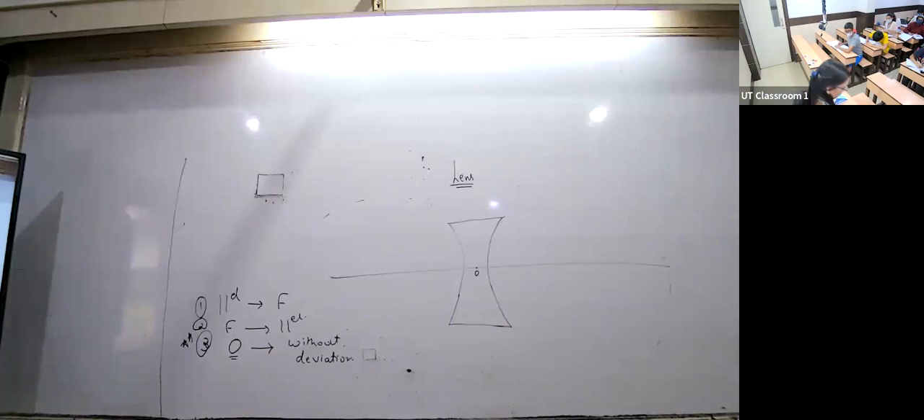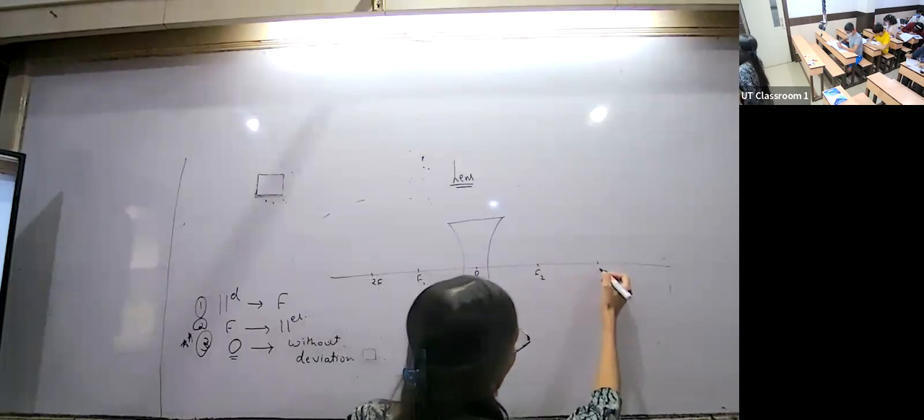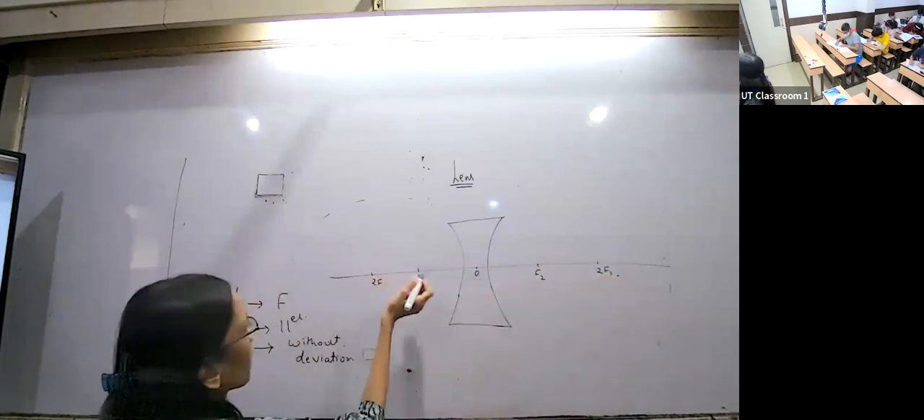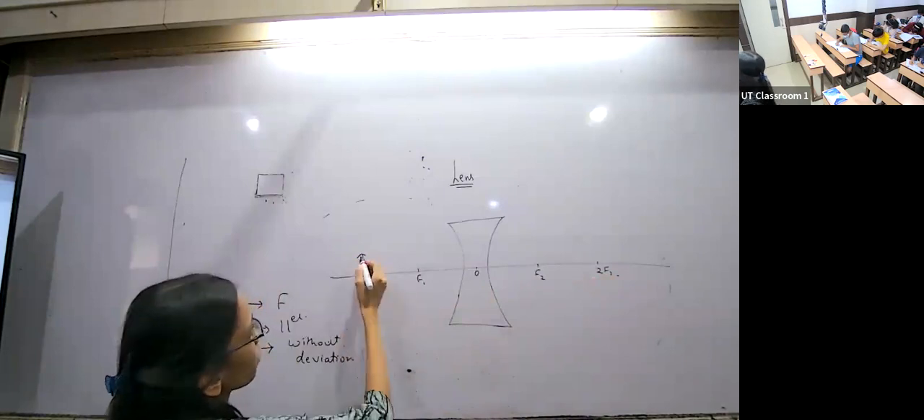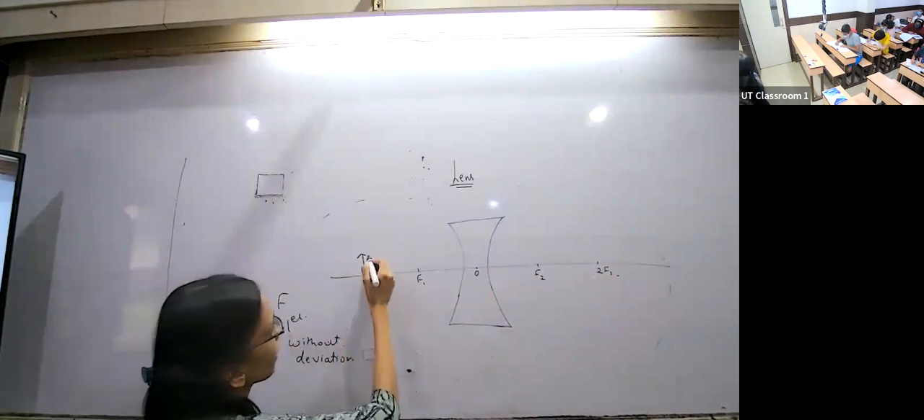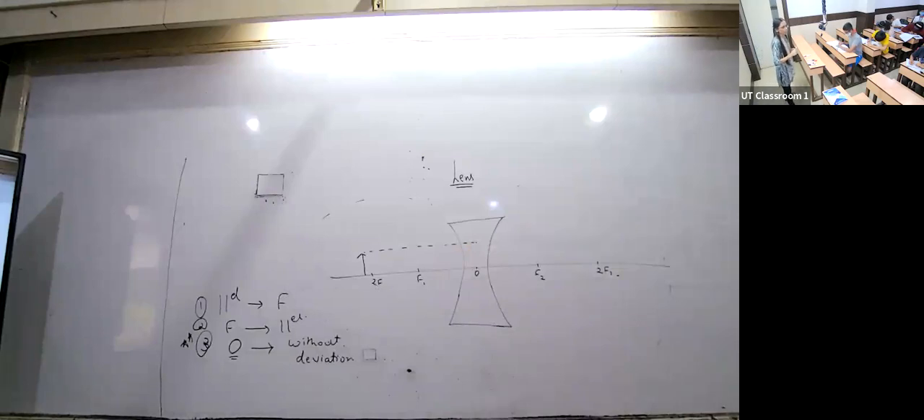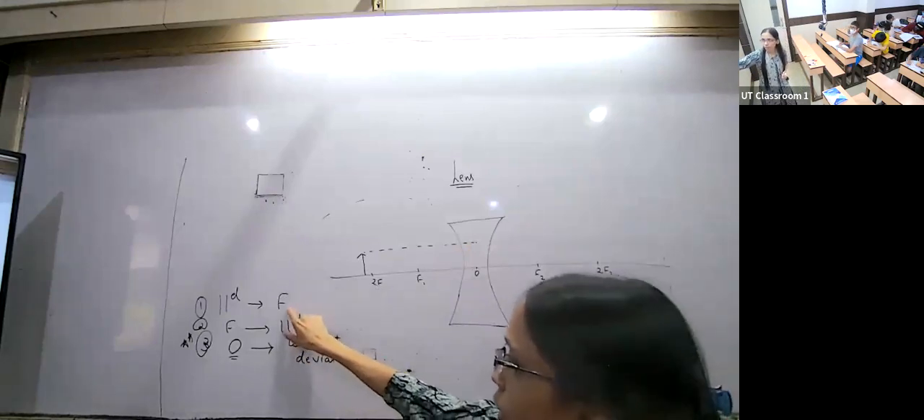Show me the first one, parallel to focus. Keep your object anywhere, it doesn't matter. I just want to see what is happening. So the first one is what? Parallel. So the ray is parallel. Show me what will happen after we follow this first case.